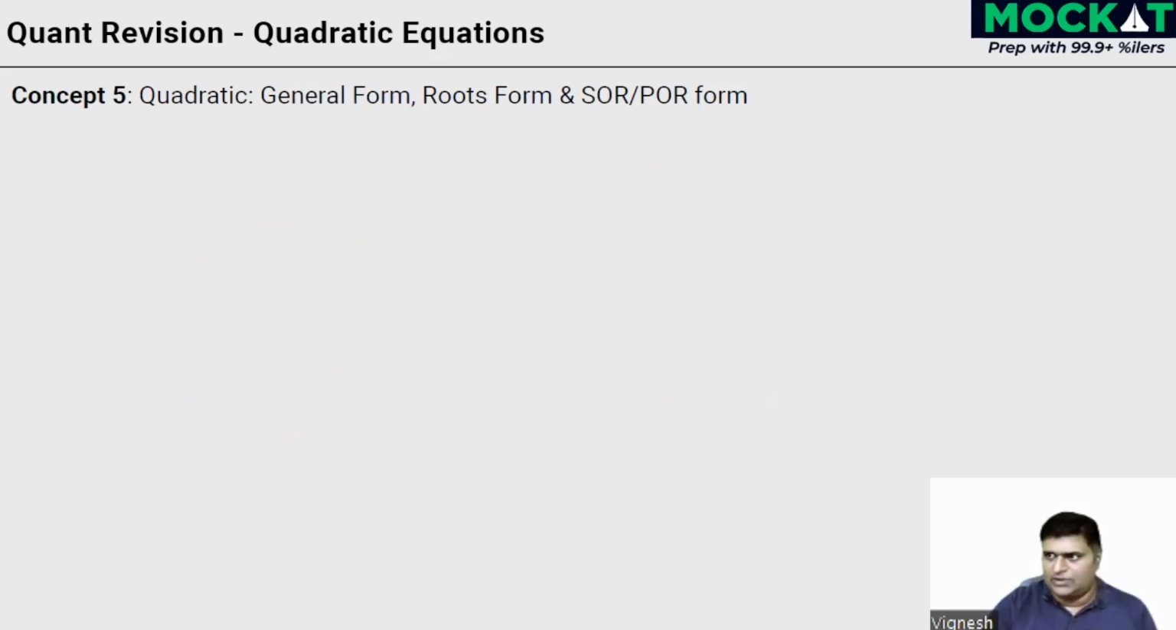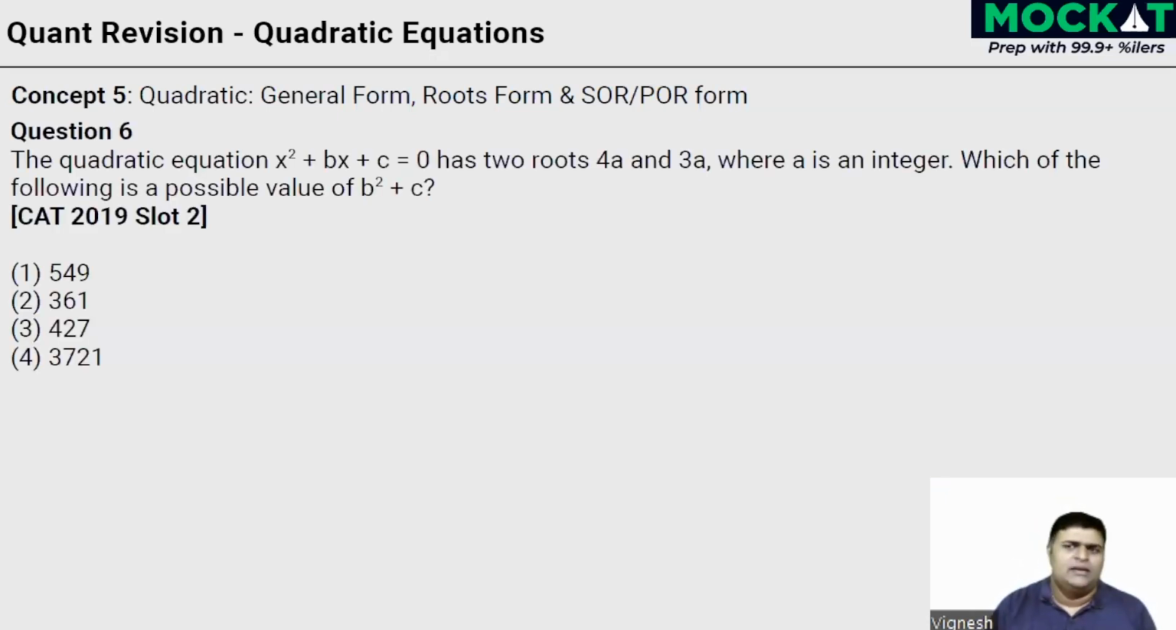Okay, so let's look at an example, right? So where we would end up using it. Question 6. The quadratic equation x square plus bx plus c equals 0 has two roots, 4a and 3a, where a is an integer, fine. Which of the following is a possible value of b square plus c? I need to look for a possible value, that's it. When two roots are given and b and c, and around b and c something I'm asked, I need to immediately think of sum of roots and product of roots.